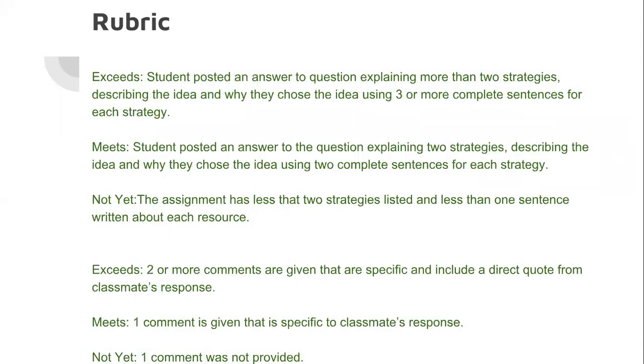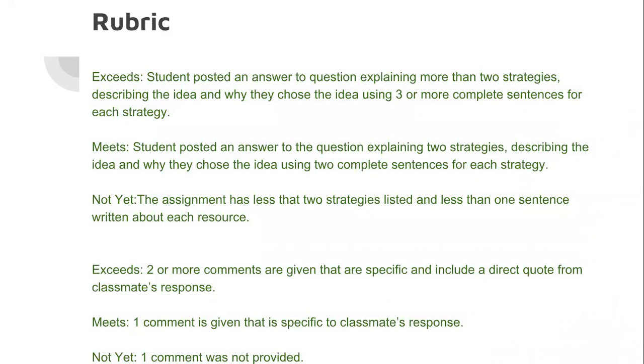And I want to just briefly go over the rubric. To get in the exceeds expectation part of the rubric, the student needs to answer the question explaining more than 2 strategies, describing the idea and why they chose the idea, using 3 or more complete sentences for each strategy. So notice 3 or more complete sentences for each strategy that is discussed. So if you're talking about 3 strategies, then you should have at least 9 sentences.